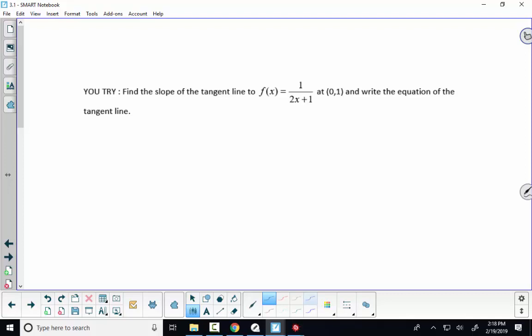Okay. So in this example, notice it tells us just to find the slope and the equation of the tangent line. We've now seen there's 2 different formulas that give us the same result. So for this one, let's use the alternative formula. Use the limit as h approaches 0 of f of a plus h minus f of a all over h. What's a in this example? 0. A is 0.